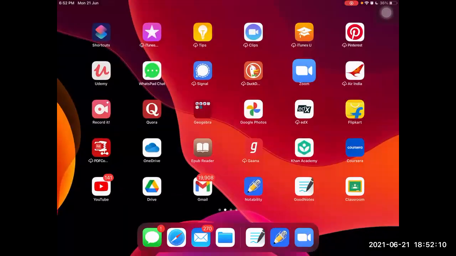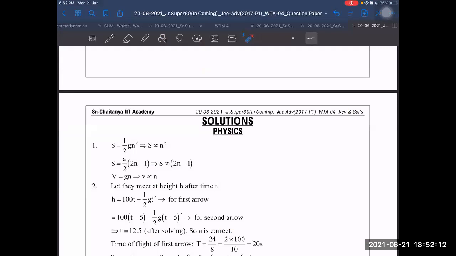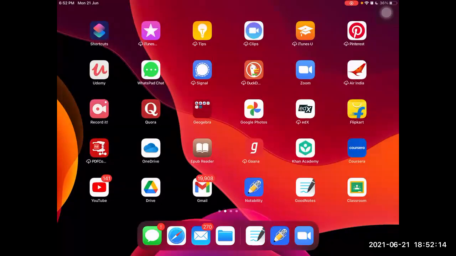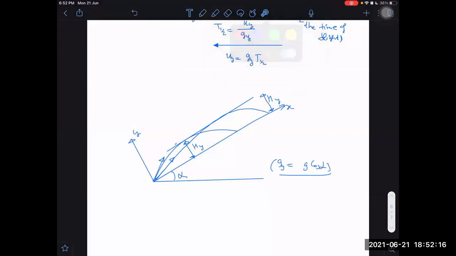Let me check once. Okay, let me at least finish this part. So he was saying that the time taken to go from A to B and the time taken to go from A to C is the same, not different. If the time of flight is the same and the particle reaches here, then it is not like the particle will independently have some X component and Y component.